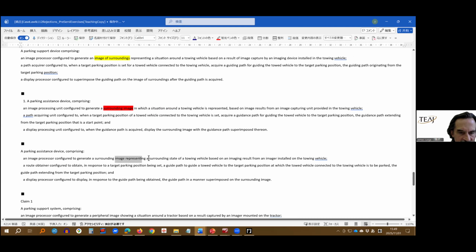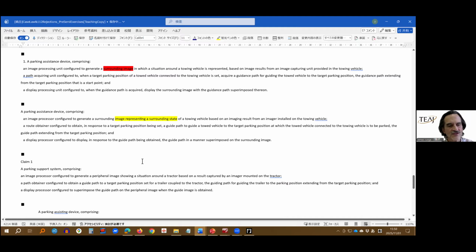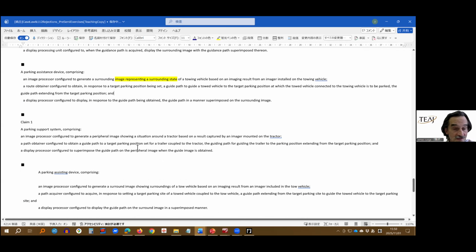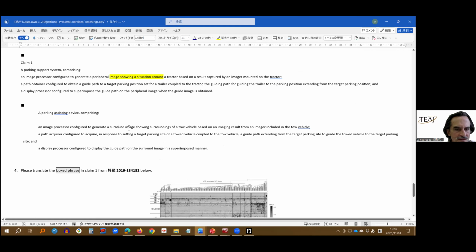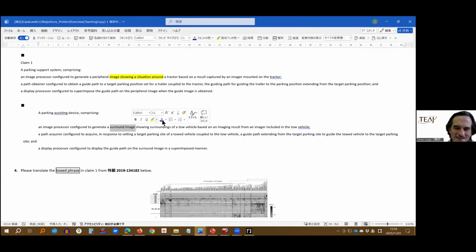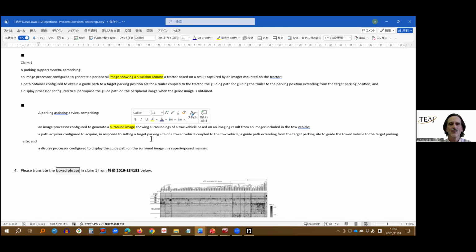Image representing a surrounding state. Yeah, that's also good. So this indicates a technical awareness, which is something that we should all, as translators, have as part of what we do. Image showing a situation around. Okay, that's also fine. Surround image. Okay, that's kind of in between, but I think this is good. This will still be acceptable as modifying the word image to say what kind of image rather than where the image is.